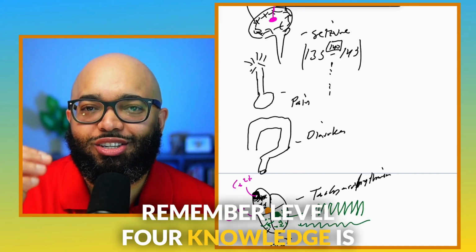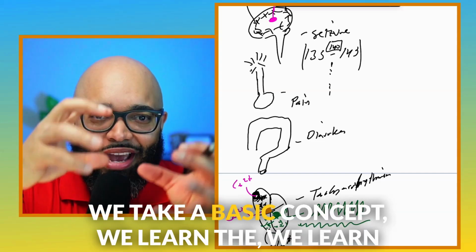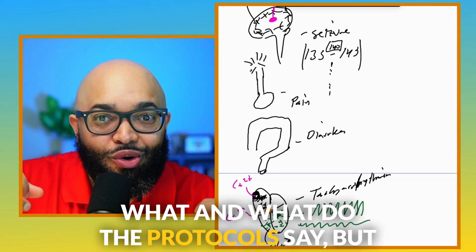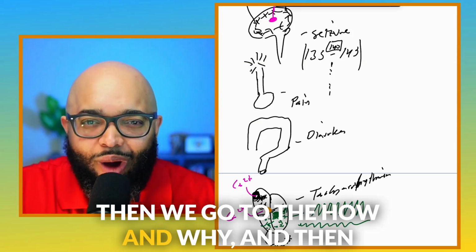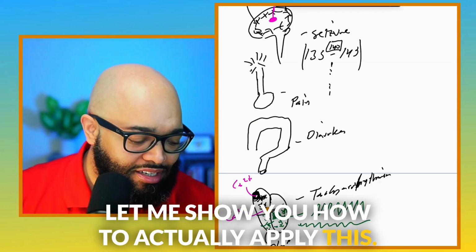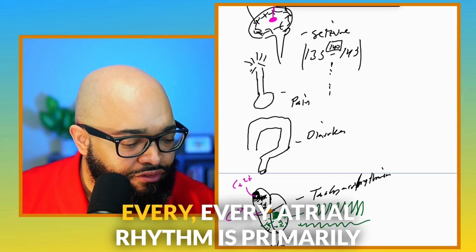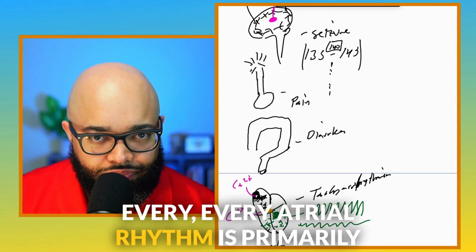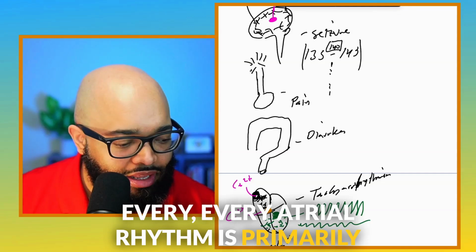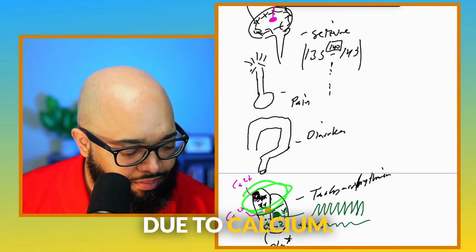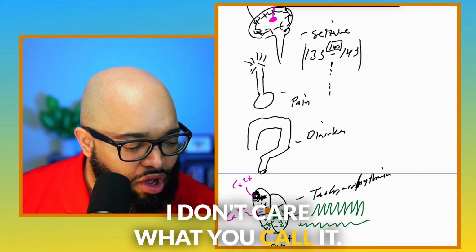Remember, level 4 knowledge is where we apply stuff. We take a basic concept. We learn what the protocols say, but then we go to the how and why. And then now we can apply it. Let me show you how to actually apply this. Every atrial rhythm is primarily due to calcium. I don't care what you call it.